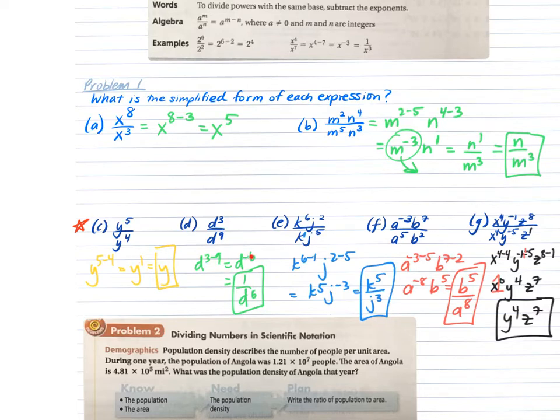3 minus 9 is negative 6. So 6 on the bottom. Remember this invisible 1. So 6 minus 1 is 5. So k to the 5th. And then 2 minus 5 is negative 3. So 3 on the bottom.